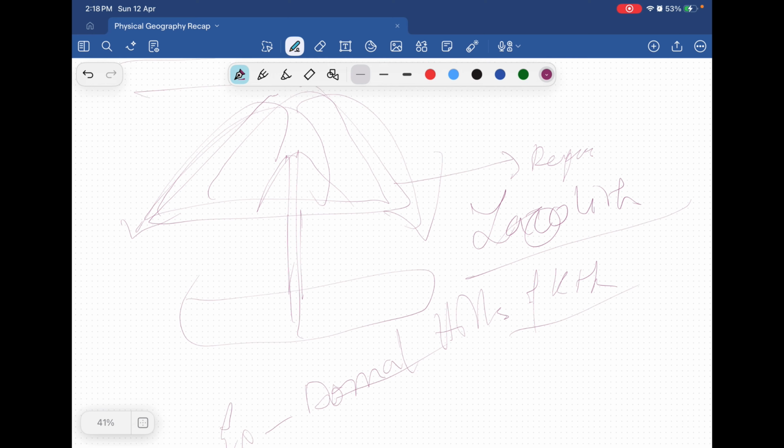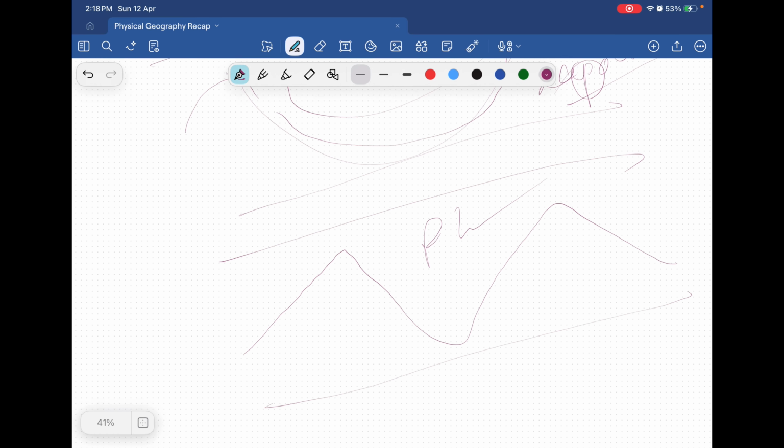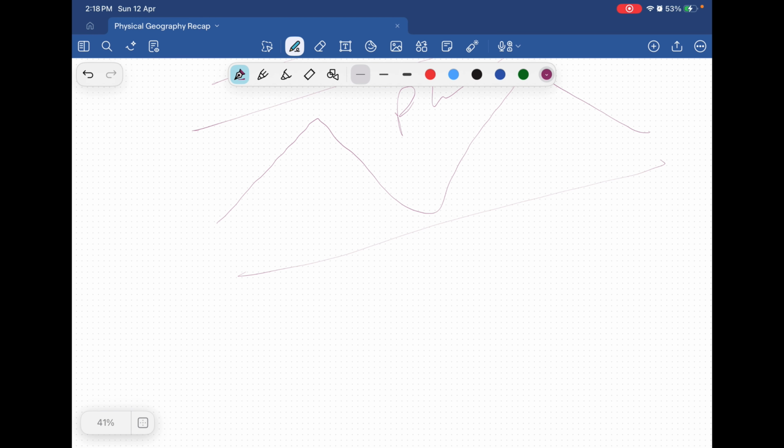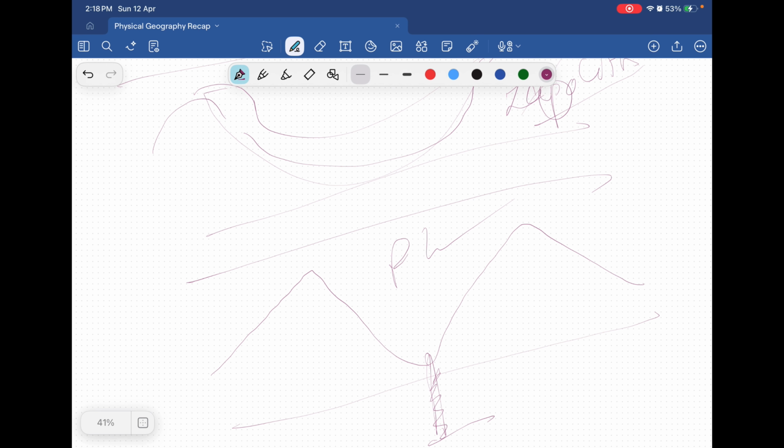The last thing we are talking about: we have talked about phacolith also. Phacolith is a zigzag thing. One thing is these also have a conduit below. These phacoliths also have a conduit. So phacoliths and laccoliths have conduits.